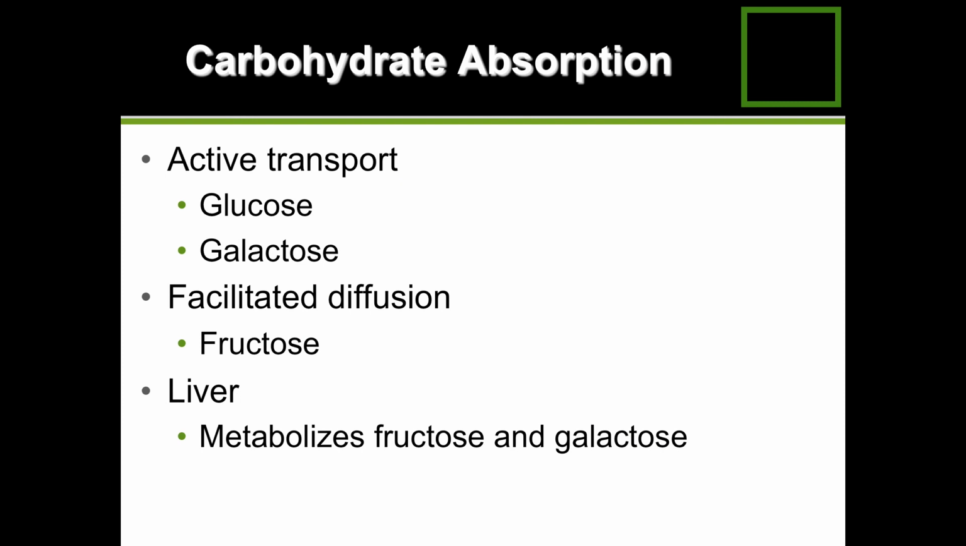All right, so carbohydrate absorption. You have active transport. Remember the active transport we talked about? This applies to your glucose and galactose. And then you have facilitated diffusion, and this goes for fructose. Now remember that I said glucose is the favorite food source of your brain and sometimes of your muscles. So the liver actually metabolizes fructose and galactose and converts it into glucose.